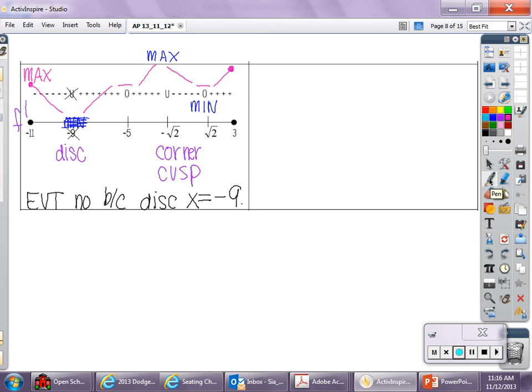That is a maximum. And this guy here is also a maximum. Why? Because in that neighborhood, that's the highest point. Okay? Now, because EVT didn't hold, we don't have to say absolutes. Your graph might not be accurate. Okay? This might not be the highest.